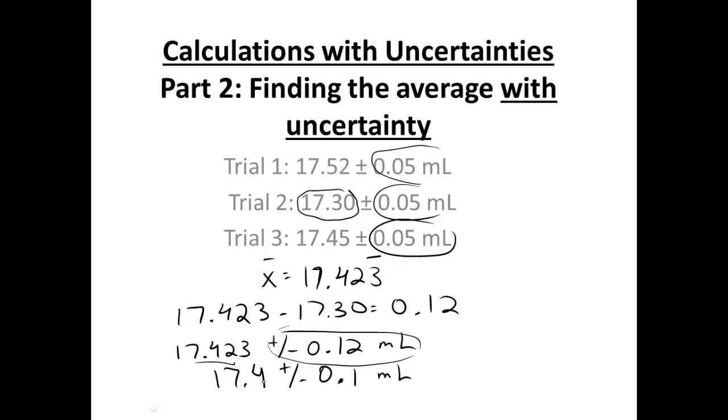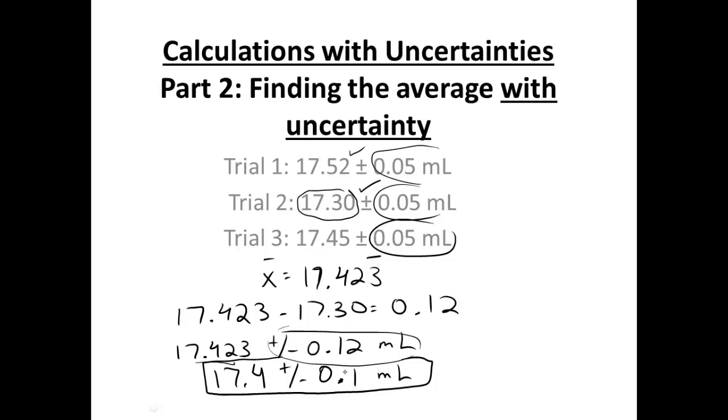And so our final answer, it's getting a little messy here, our final answer would be 17.4 plus or minus 0.1. And if you think about it, that means we're saying that the average is as low as 17.3. Okay, well that kind of makes sense. And as high as 17.5, which is pretty close to the maximum value we got. That's good enough. So that's how you find the average with the uncertainty when the uncertainty is represented as a range.